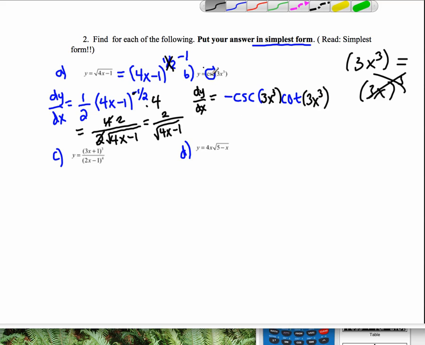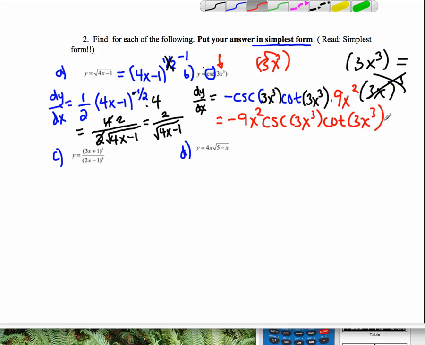But that's just the outer function. I still have to pay attention to my inner function, which is now 3x to the third. So I have to take care of the derivative of 3x to the third. And when you do so, bring the power down, multiply times 3, that should give you 9x squared. Rearrange everything, and you should have negative 9x squared, cosecant 3x to the third, cotangent 3x to the third. And that was the end. Alright. C.